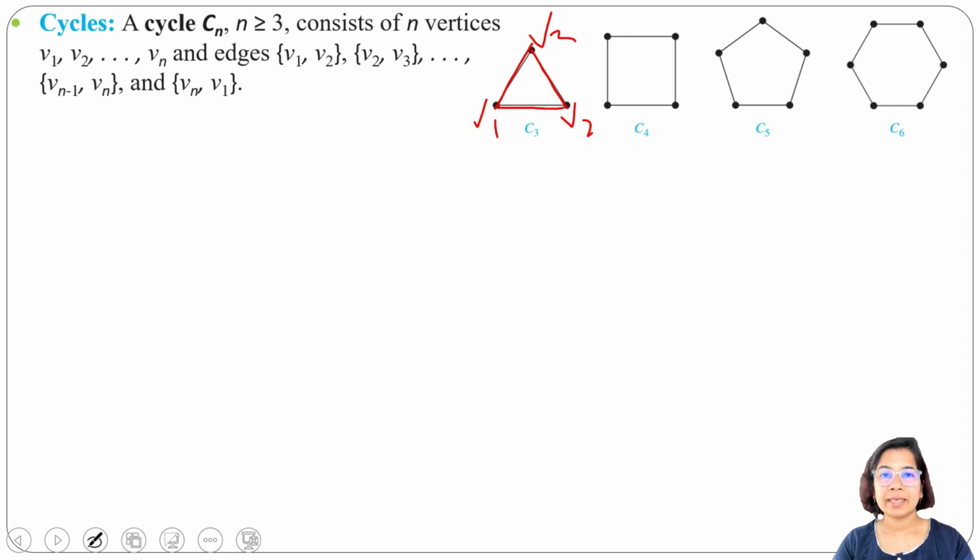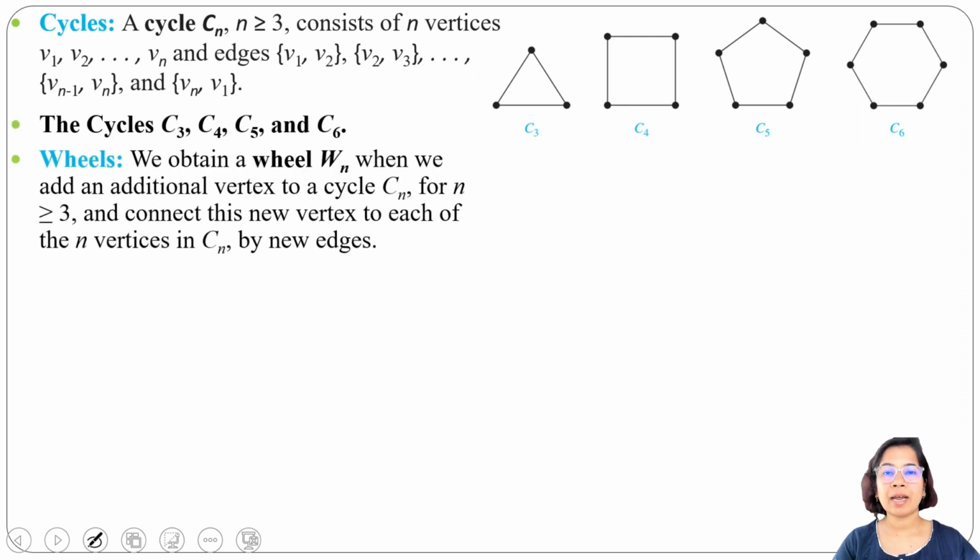So in the case of a cycle, the degree of each vertex equals 2. It's adjacent to the next vertex and the previous vertex. Like V2 is adjacent to V1 and also V3. Vn is adjacent to V(n minus 1) and also to V1. Hence every vertex degree is 2.